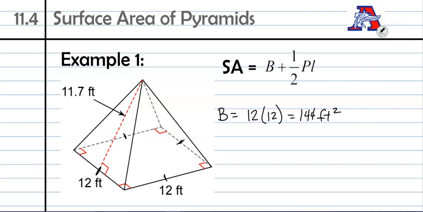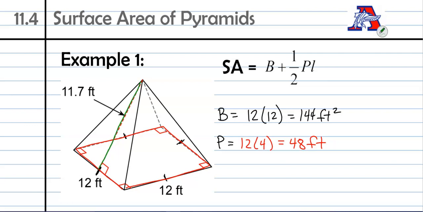Okay, and then the rest of it is using the perimeter and the slant height. So I'm just going to write down the perimeter. Perimeter is all the way around, so 12 plus 12 plus 12 plus 12, or 12 times 4 would be an easier way to do it. And 12 times 4 is 48 feet. And then that slant height is given to us.